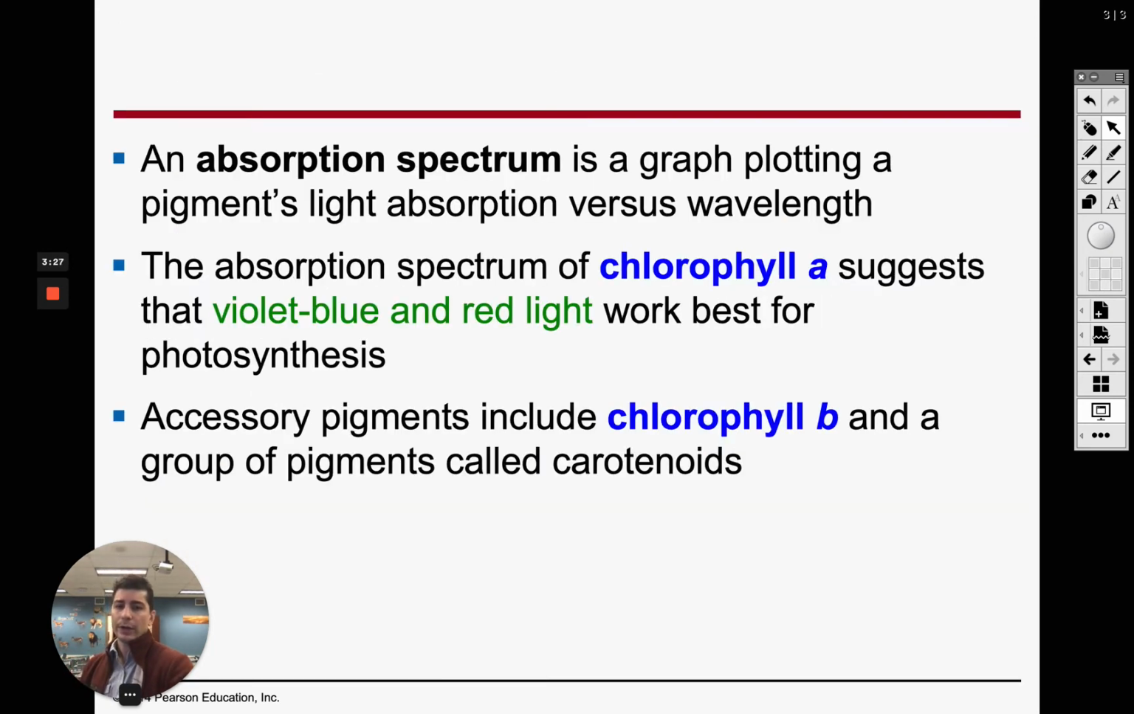Now, we are going to have two different chlorophylls that we're going to talk about. We're going to talk about chlorophyll A, and we're going to talk about chlorophyll B. Chlorophyll A is going to be more absorbing blue light to violet light. All right. Chlorophyll B is going to be pretty much focused on red light.